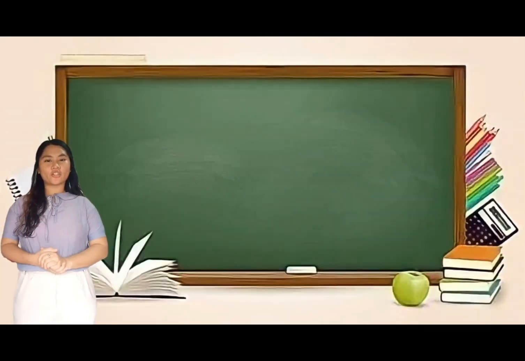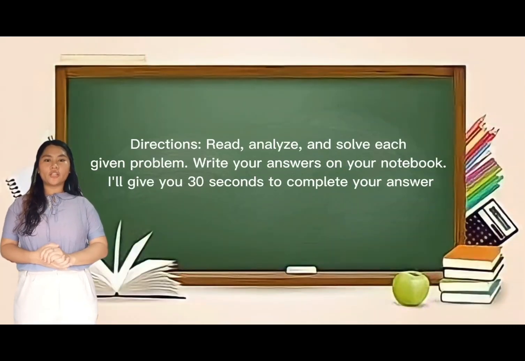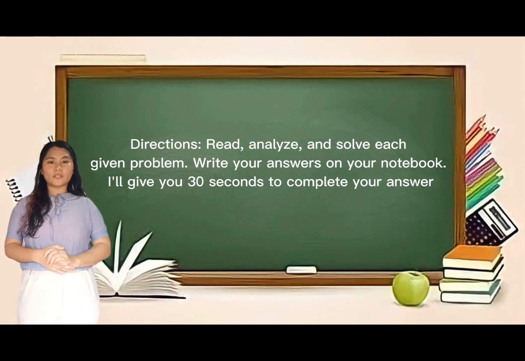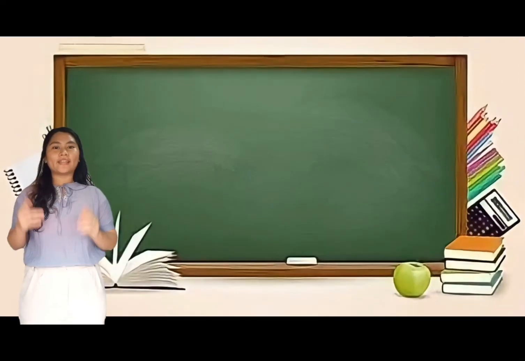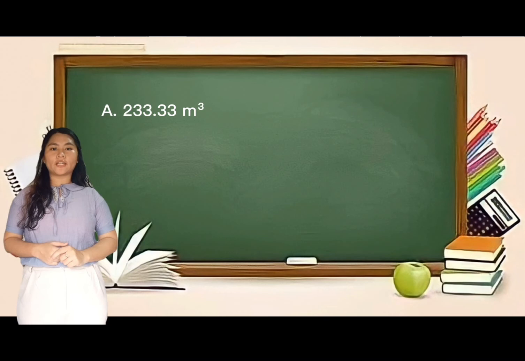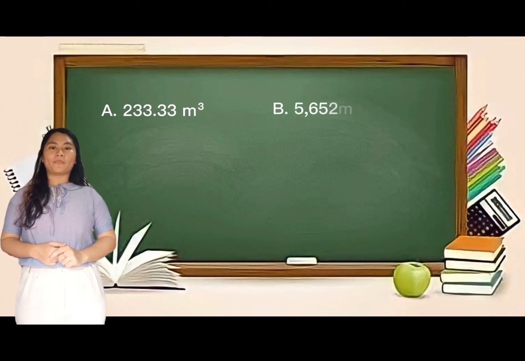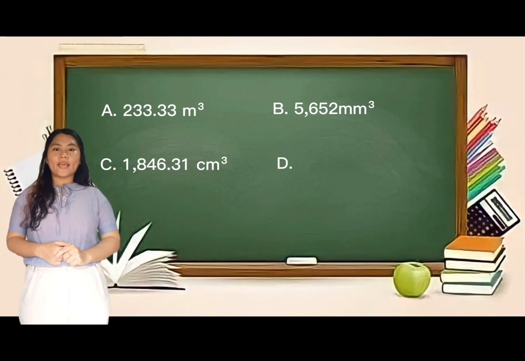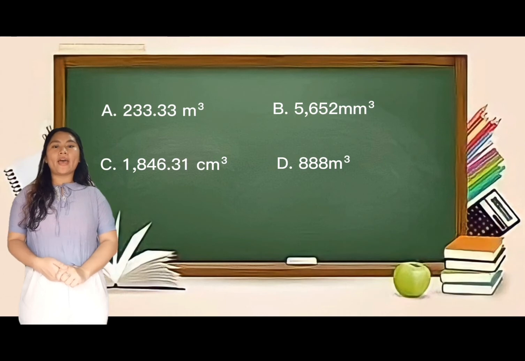Now, I will give the directions for your activity. Direction: read, analyze, and solve each given problem. Write your answer in your notebook. And I will give you 30 seconds to complete your answers. And here are your choices. Letter A, 233.33 meters cubed. Letter B, 5,652 millimeters cubed. Letter C, 1,846.31 centimeters cubed. For letter D, 888 meters cubed. And for letter E, 7.7 meters cubed.